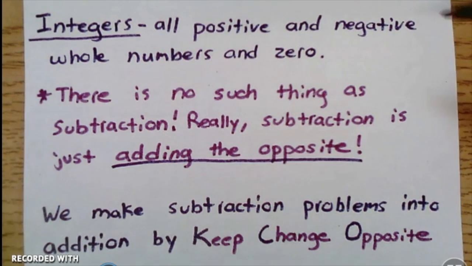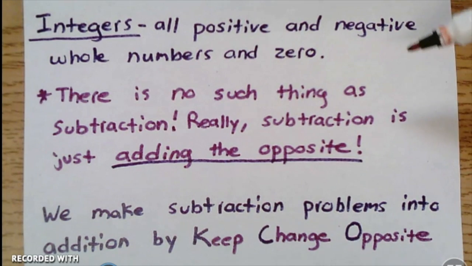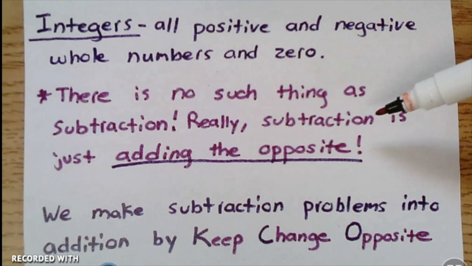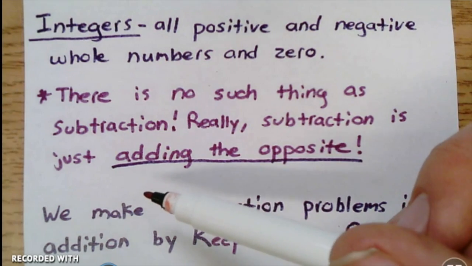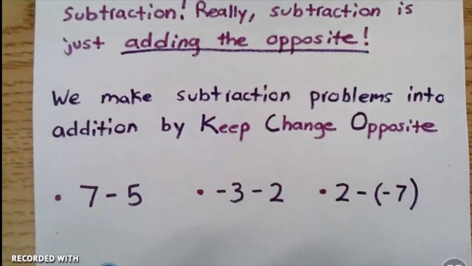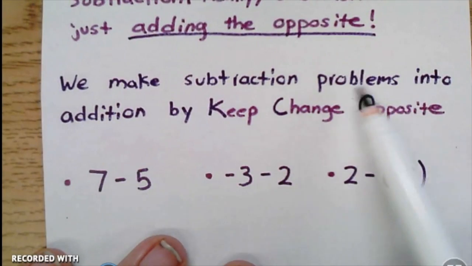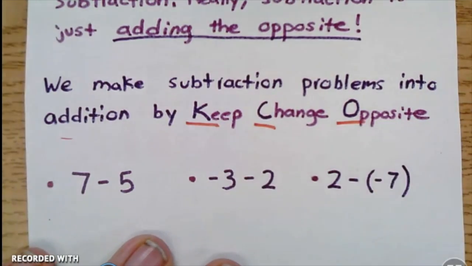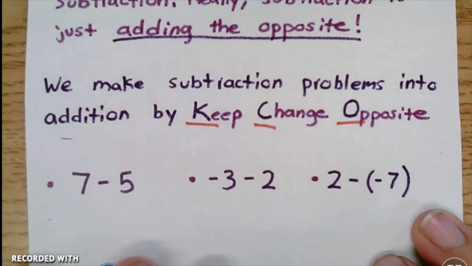Remember when we did dividing fractions and I said there's no such thing as division. We're just multiplying by the reciprocal, right? So in this case, there's no such thing as subtraction. We're just adding the opposite. Well, what does that mean? I'm about to explain it to you, okay? So here we make subtraction problems into addition problems by keep, change, opposite instead of keep, change, flip. So what does that look like?